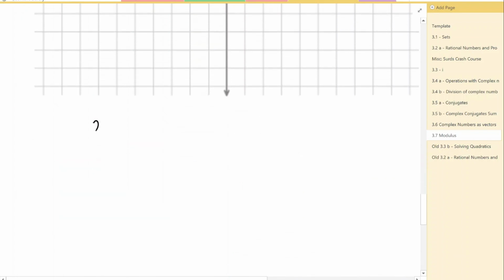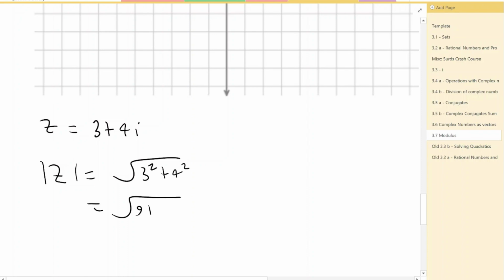So if I want to do 3 plus 4i, and I call this z for complex number, then mod z equals square root of 3 squared plus 4 squared, which is square root of 9 plus 16, which is root 25, which is 5. Beautiful stuff.